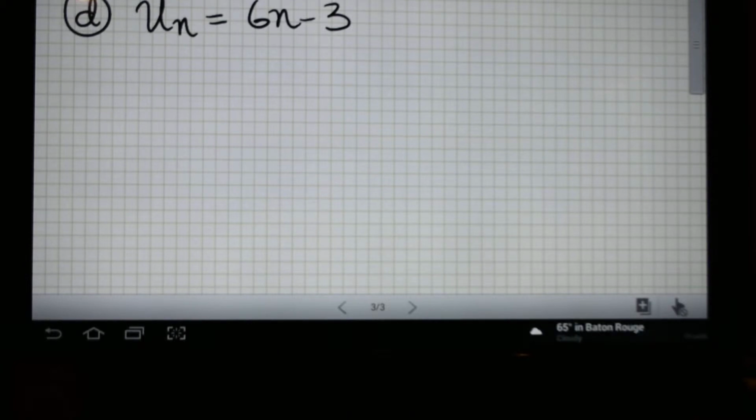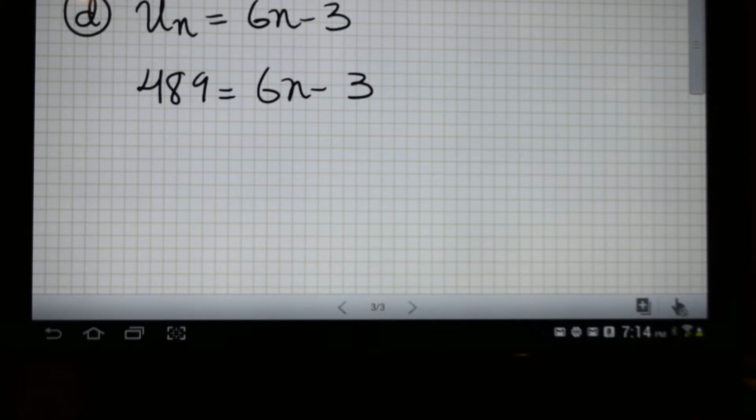So let's see, 489. If this is a term in the sequence, then we're going to get a whole number for n, because n represents our term number. So if we got something like term number 7.5, you can't have a term number 7.5, can you? You can have a first term, a second term, a third term, a fourth term, a 7th term, an 8th term, a 9th term, a 10th term, but you can't have a 7.5 term. Doesn't make any sense.